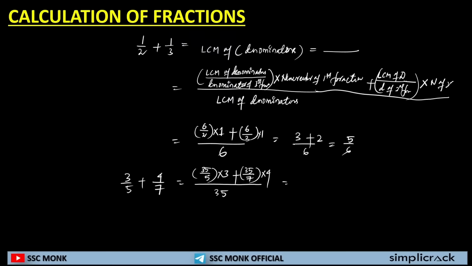Now 35 divided by 5 is equal to 7. 5 7 is 35. 7 into 3 is equal to 21 plus 7 5 is 35. 5 into 4 is equal to 20, divided by 35, that is equal to 41 by 35. And this is what? This is an improper fraction. This is how you can do the calculation.